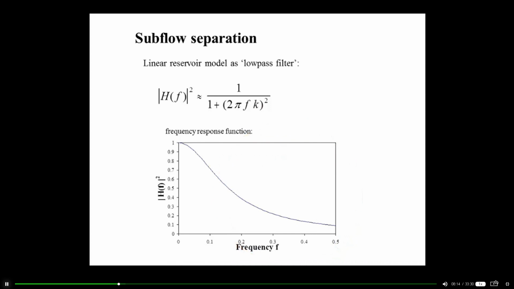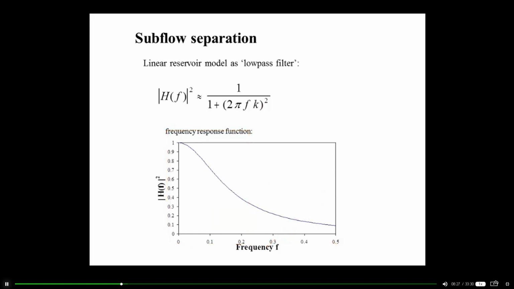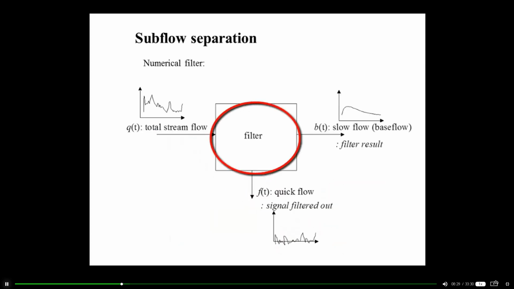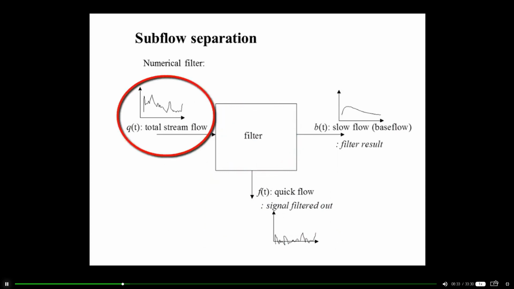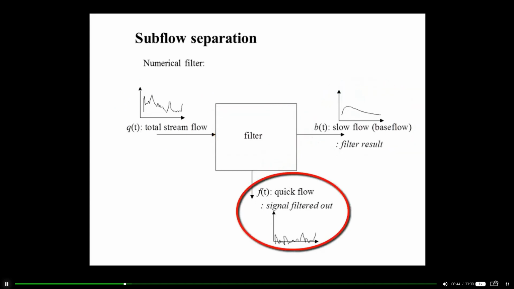And that's why we can use a linear reservoir model for blocking the quicker flow components and passing the slower flow components. And that's why we call the linear reservoir model also a low pass filter. Now, if we make use of a linear reservoir model as a filter, and we put into the model a total flow, we send that to the linear reservoir model acting as a filter. What is coming out then is the slow flow component of that total flow. And what is blocked is the quick flow component.